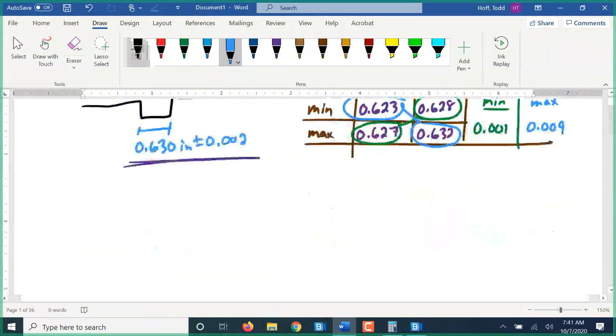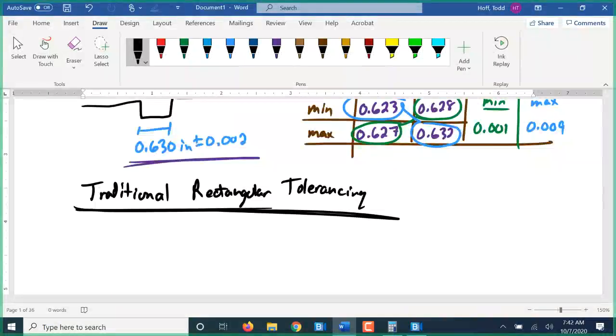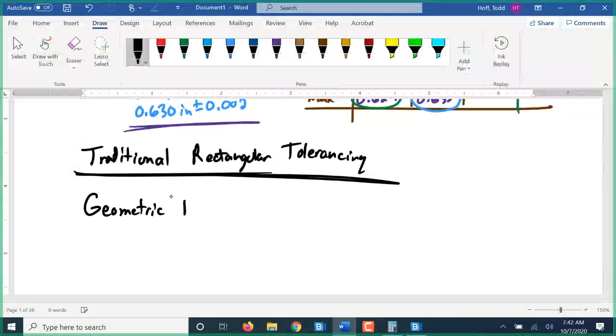This is what is called traditional rectangular tolerancing. The industry moved, close to 20 years ago now, to something called geometric dimensioning and tolerancing, GD&T.